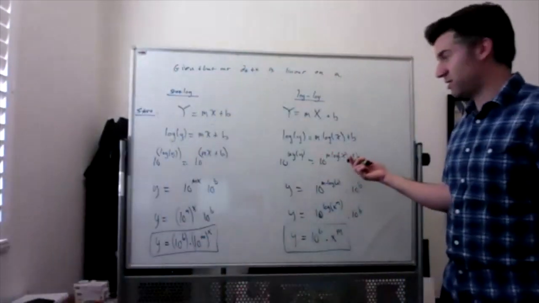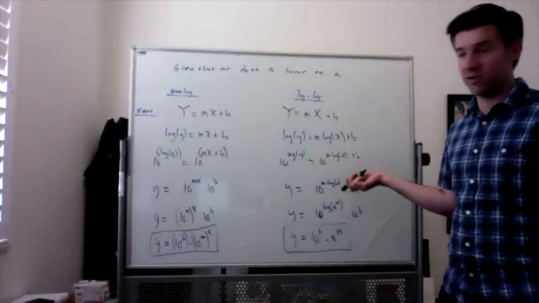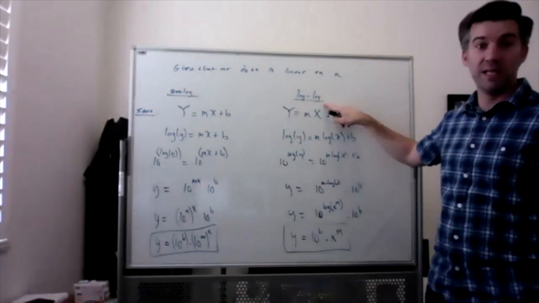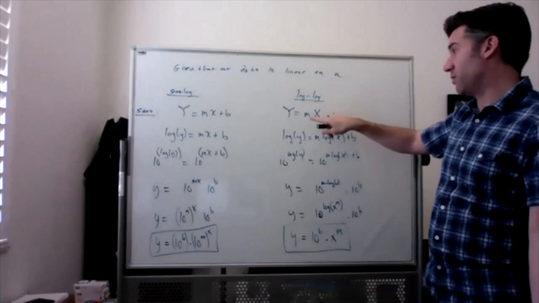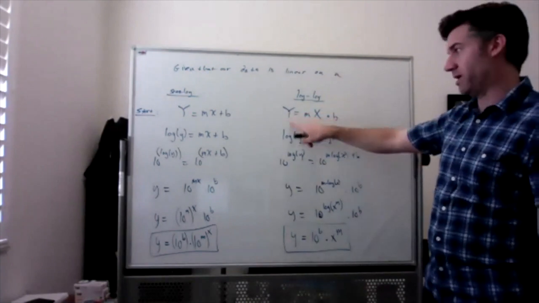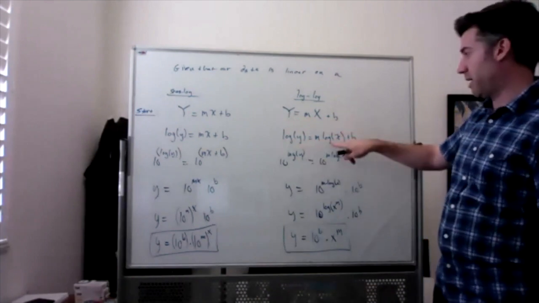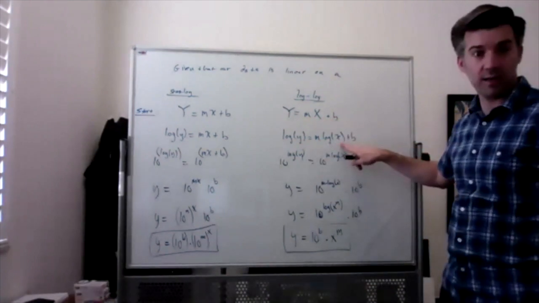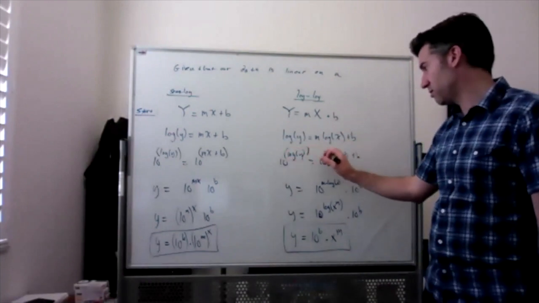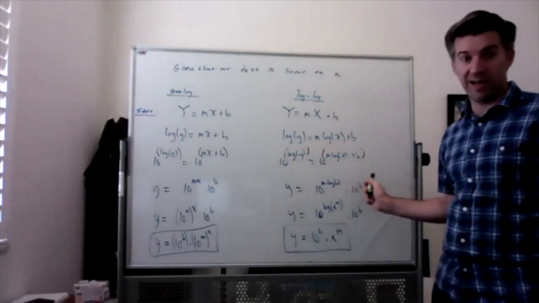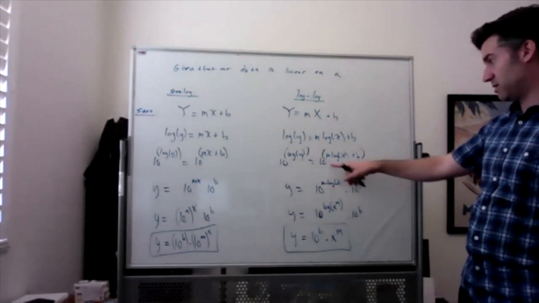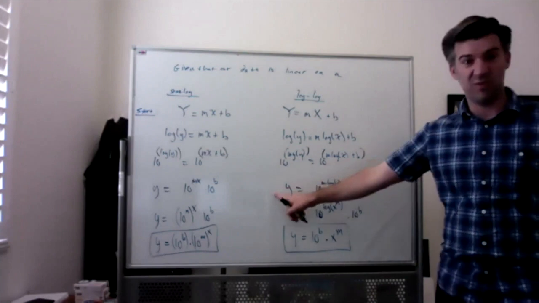It's the same process here, just with a slightly different result. So here, if we know it's linear on a log-log graph, then we know it's capital Y equals m times capital X plus b, where capital Y is log of y and capital X is log of lowercase x. And then we do the same thing. We write both sides as powers of 10. We break up the right-hand side using our exponent rules. So we get 10 to the m log of x times 10 to the b. And the left side is just y.